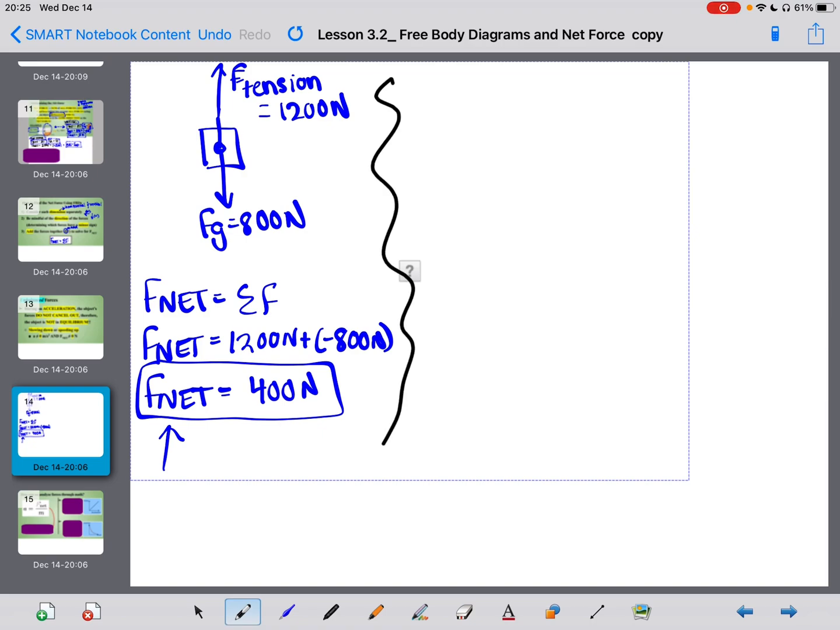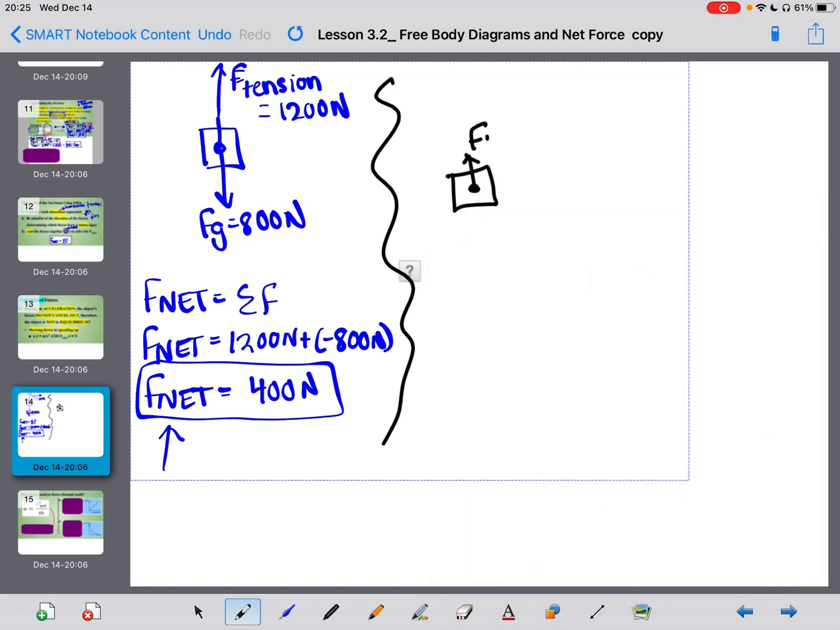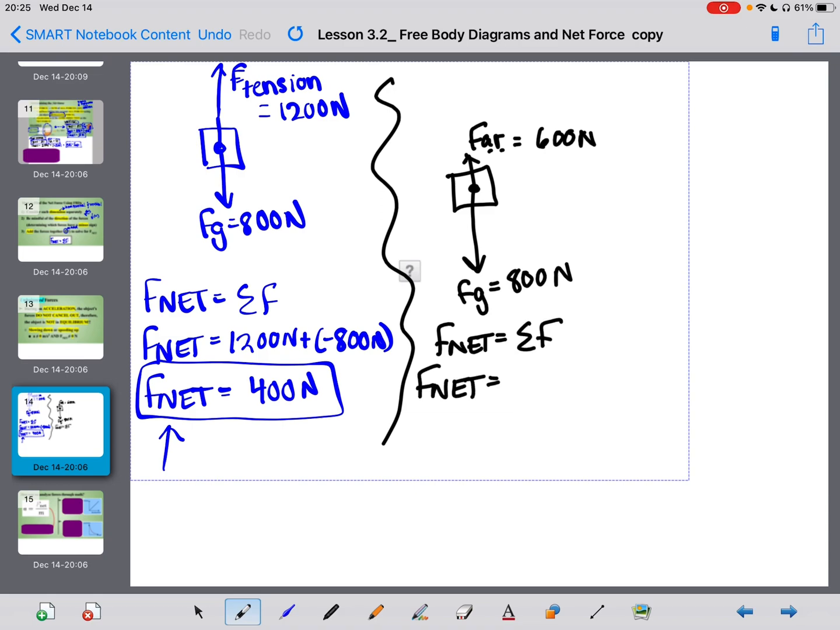The next example would be the following. I have the same thing, a free body diagram. I have F AR, which is the force of air resistance, 600 newtons. And then I have the force of gravity as 800 newtons. Following the same rules, F net equals sigma F. F net equals 600 newtons plus a negative 800 newtons. Again, anything pointing downwards has that minus sign because that's a negative direction.